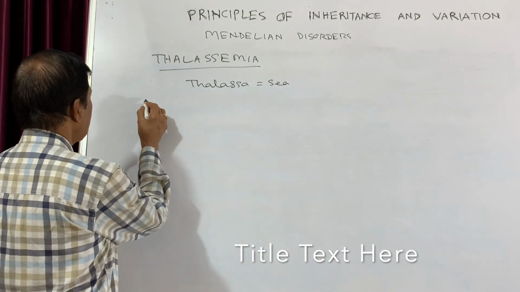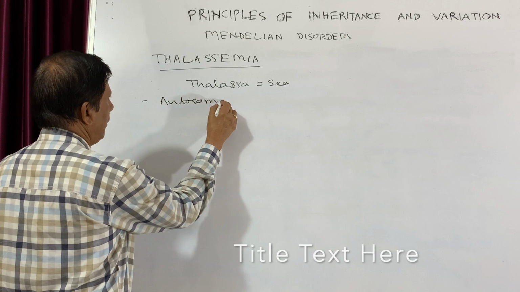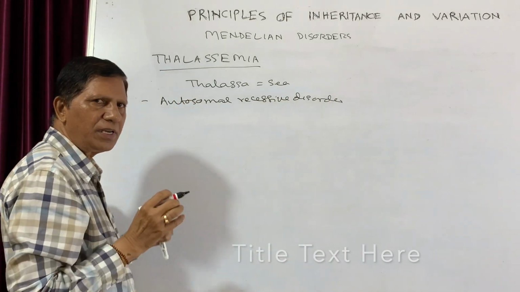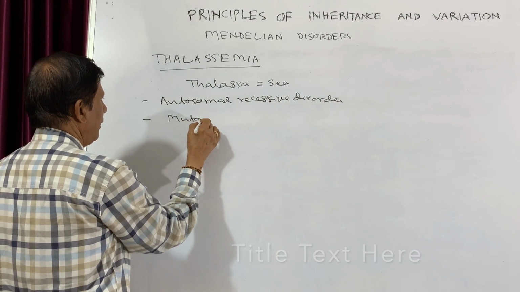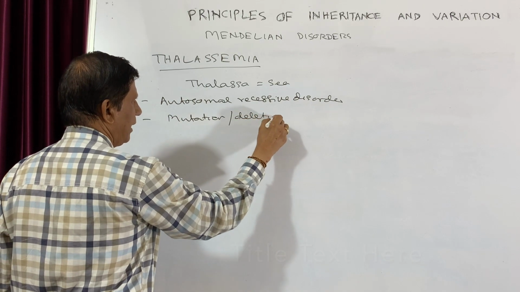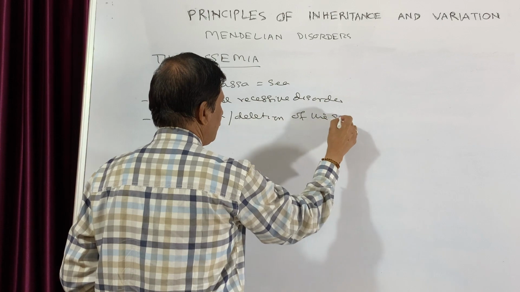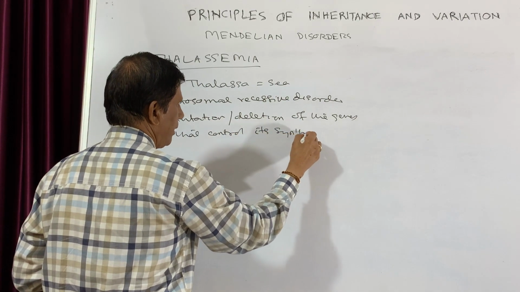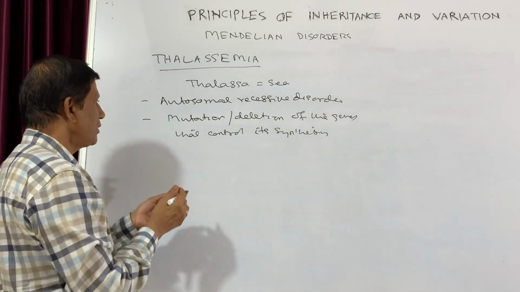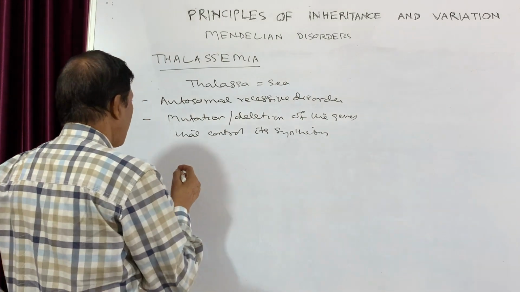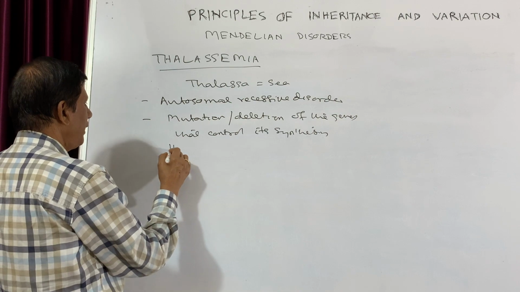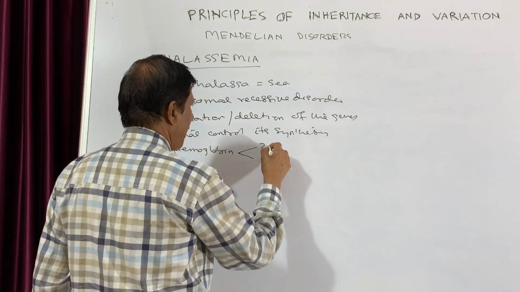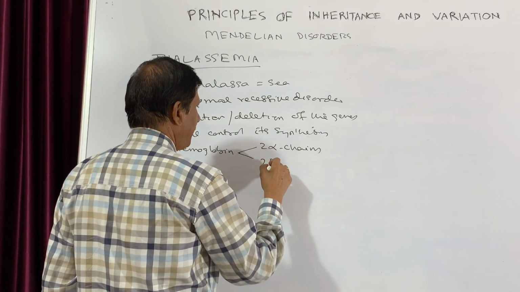So this thalassemia is also an autosomal recessive disorder, and it is usually caused due to a mutation, or you can call it specifically a deletion, of the genes that control its synthesis. And what does it synthesize? Usually this is caused due to the hemoglobin, and already we know that hemoglobin has two different types of chains: two are alpha chains and two are beta chains.